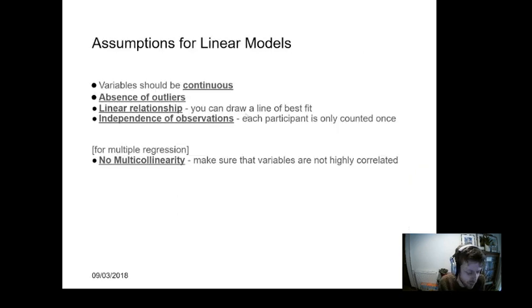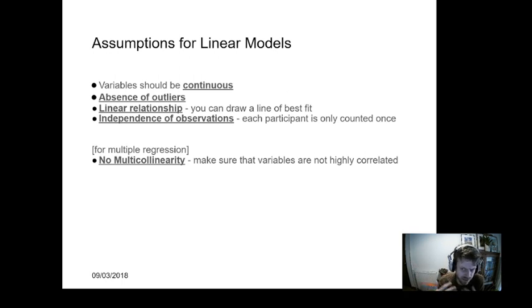So when we're building our linear model, we want to make sure that the variables are continuous. There are ways around this, so we can use things like gender, which would be coded as 0 and 1. It's not quite continuous, but there are ways of faking continuous data if you need to. We need an absence of outliers, so we shouldn't have a big chunk of data somewhere and all the other data in another part of the graph. It's a linear relationship, so we're going to draw a line of best fit, as you've just seen.